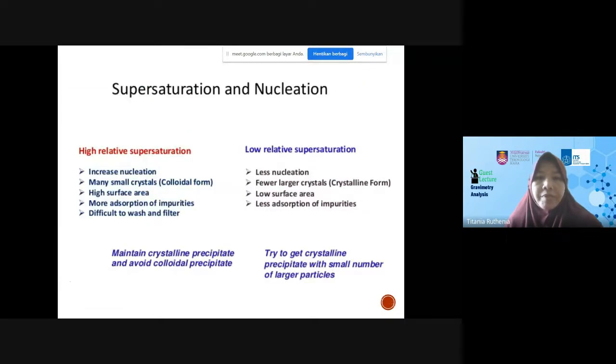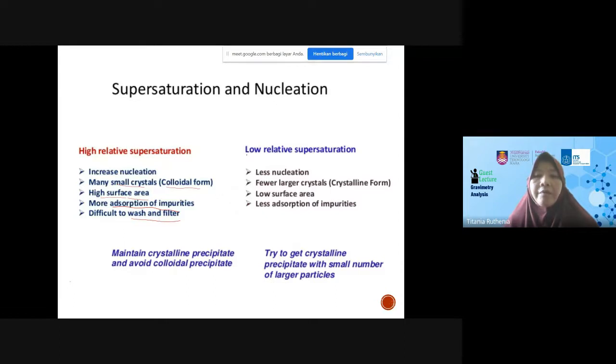Then this is supersaturation and nucleation. If we have high RS, then it will increase the nucleation. We will have many small crystals, in the form of colloid, and high surface area, of course, because if we have small crystals, then we will have high surface area. And if we have small crystals, then it will have more absorption of impurities. And if many impurities, then it will be difficult to wash and filter.